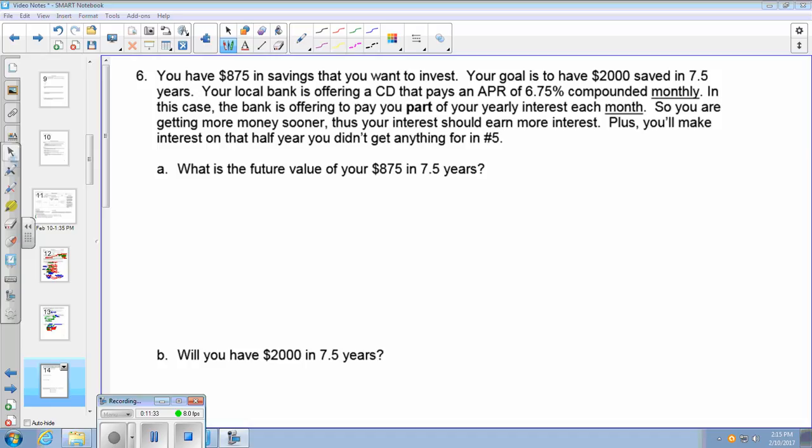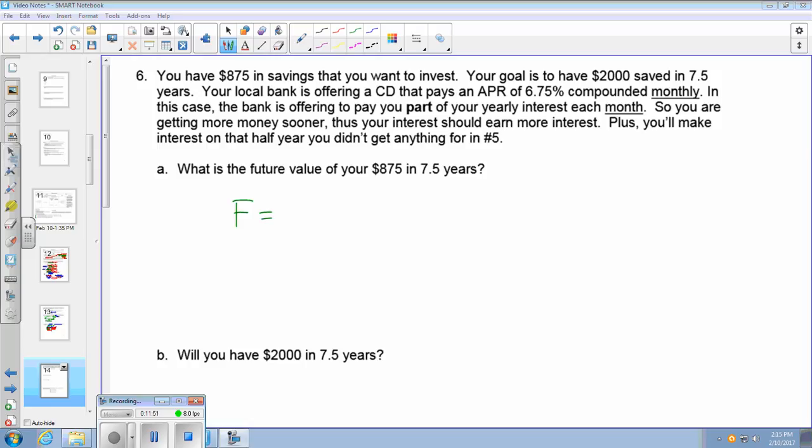So in this case, the bank is offering to pay you part of your yearly interest each month. So you're going to get more money sooner, and your interest should earn more interest. Plus, you'll make interest on that half year you didn't get anything for in number 5. So what is our future value going to be in 7.5 years?